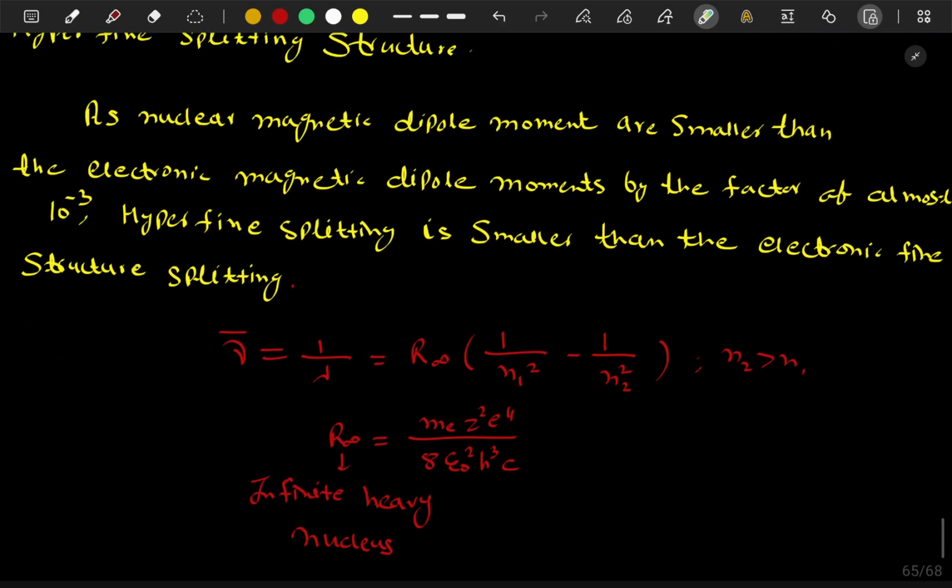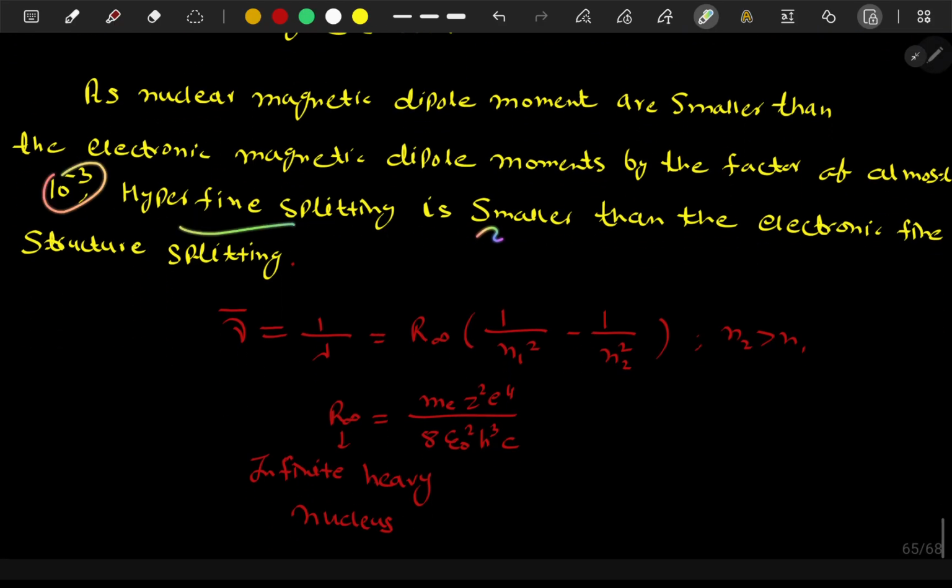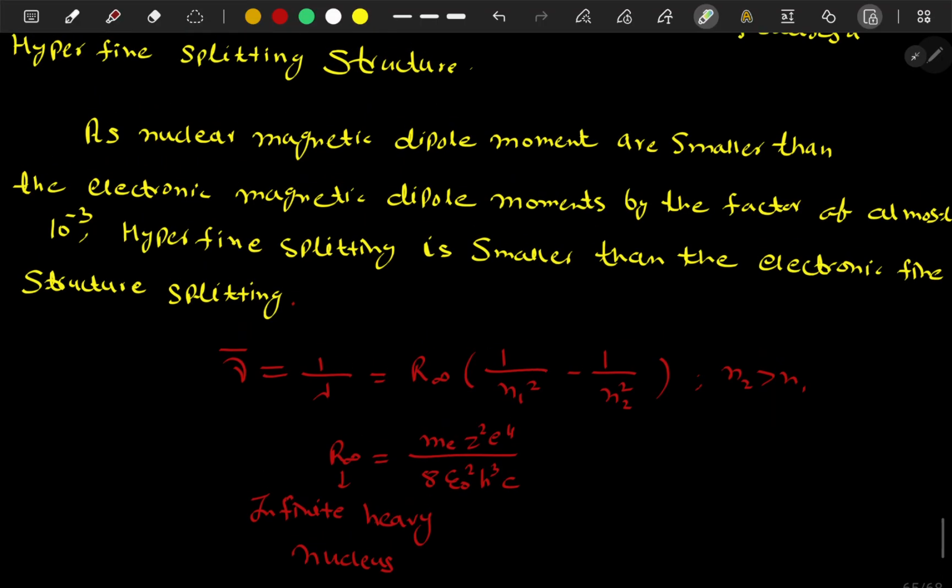electronic magnetic dipole moments by a factor of almost 10 to the minus 3. Hyperfine splitting is smaller than the fine structure splitting. So what does it mean?